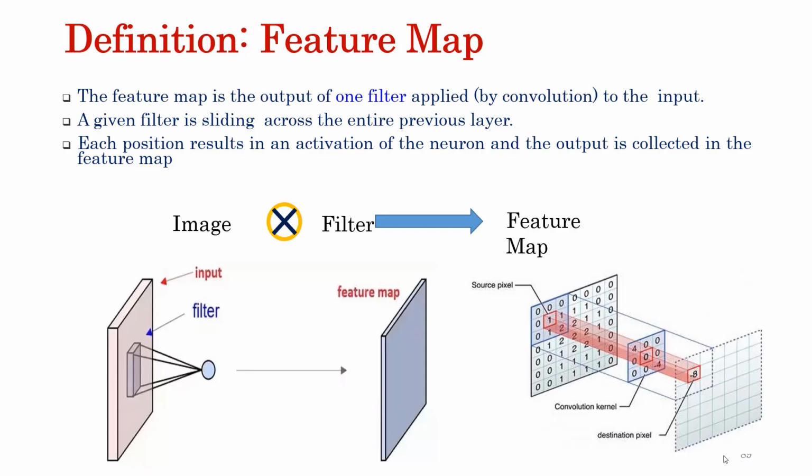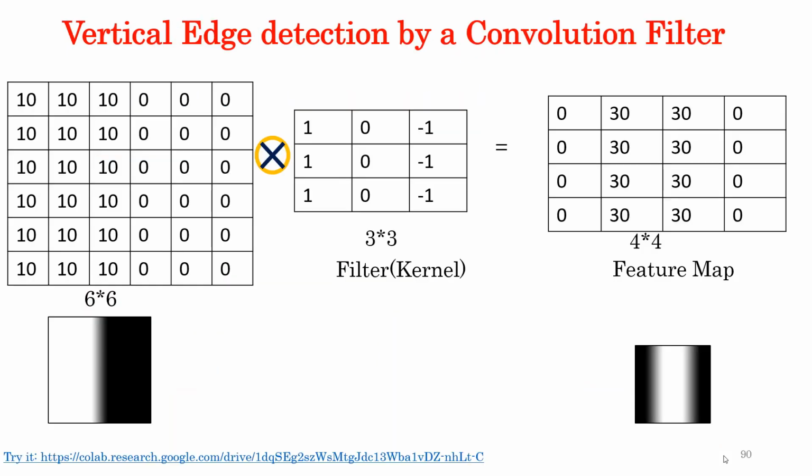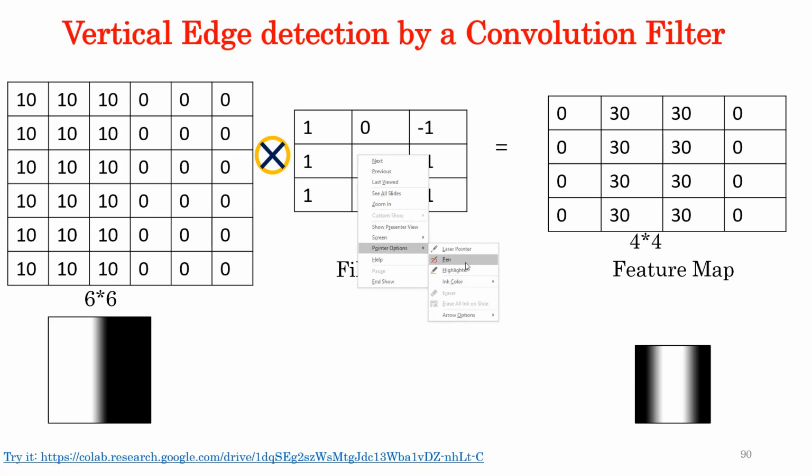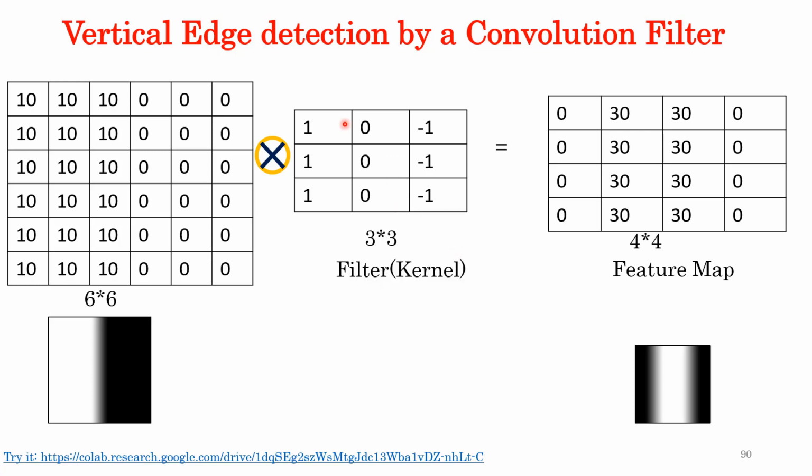So the feature map is the output of one filter applied by convolution to the input. A given filter is sliding across the entire image or the entire previous layer, and it produces the feature map. If we look at one example here, assume that we have a kernel of this format: 1 1 1, 0 0 0, minus 1 minus 1 minus 1. This is like a differentiation, right? It's like f of x plus 1 minus f of x minus 1, something like that, because we have a 0 in the middle.